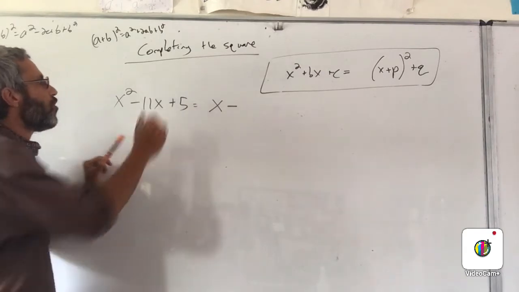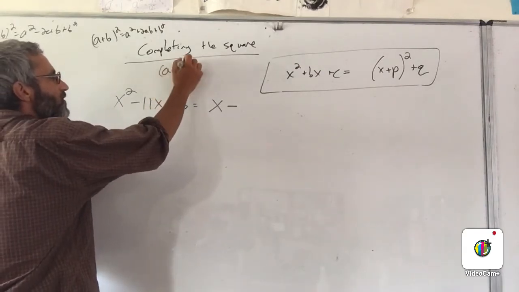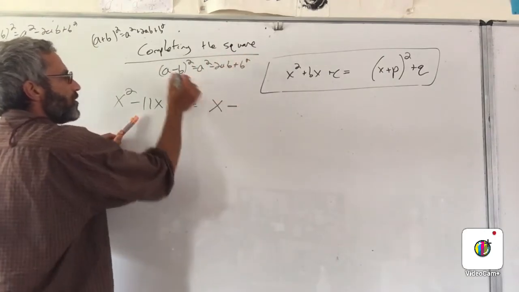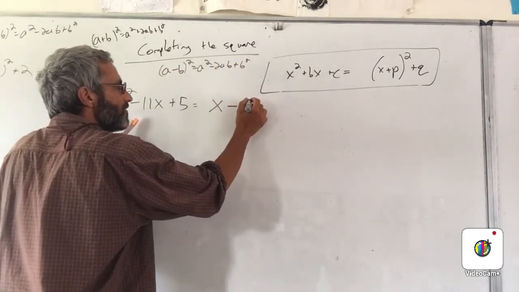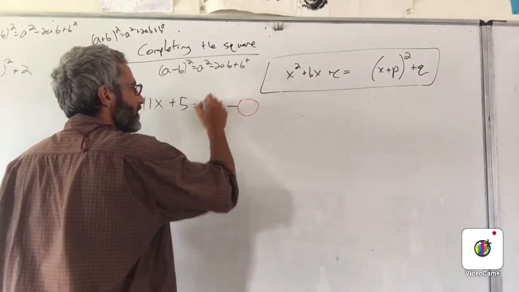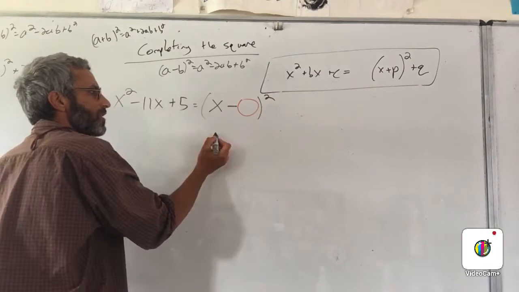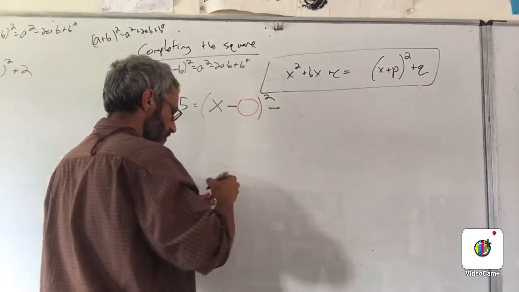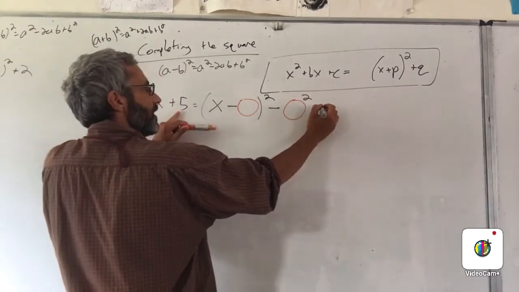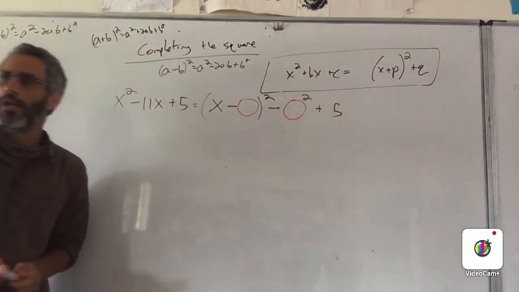Right? Because the formula that I'm working with is a minus b squared, which is a squared minus 2ab plus b squared. So I must have minus. Okay, I'll have some kind of mysterious number that we'll figure out in a second. I'm squaring this whole business. I'm again going to square this mysterious number. And I'm still going to add the 5 there. Okay.